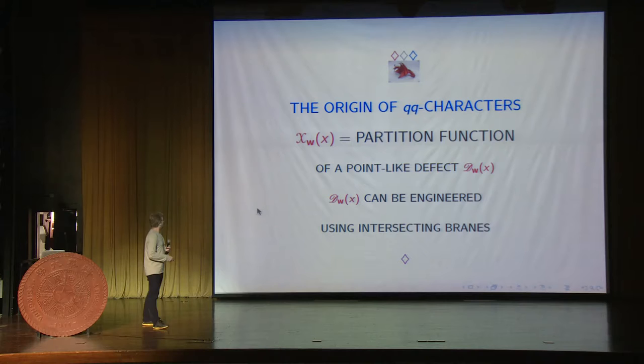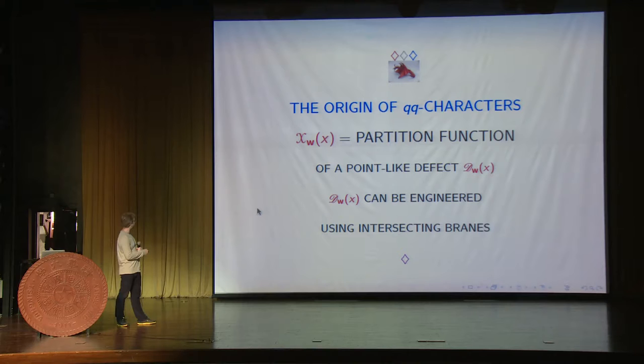So this is where the introduction stops. Now, the main topic of this talk is to explain the origin of these expressions. Originally, they were obtained by brute force. But it turns out that there is a systematic procedure for obtaining them. In fact, these QQ characters and the gauge characters are partition functions of a point-like defect in gauge theory.